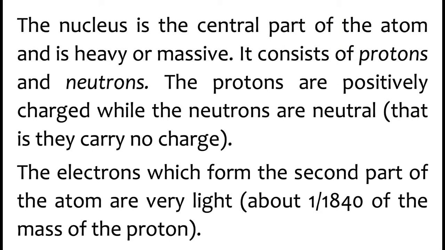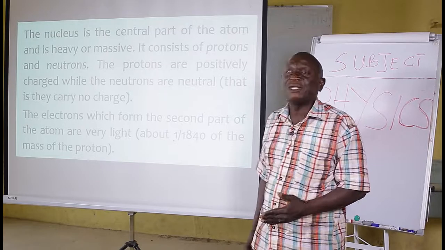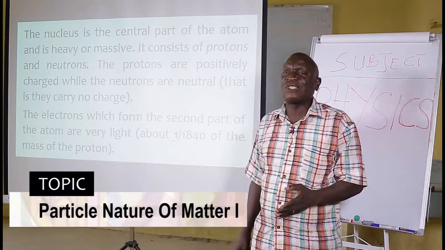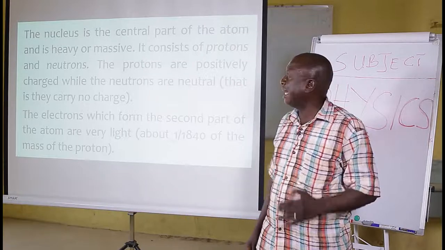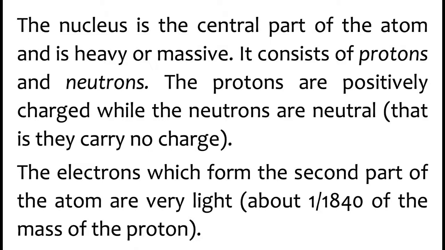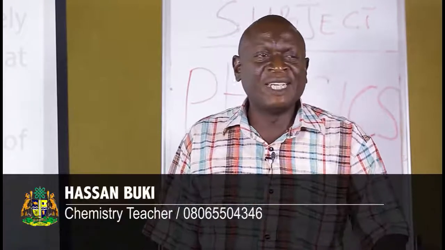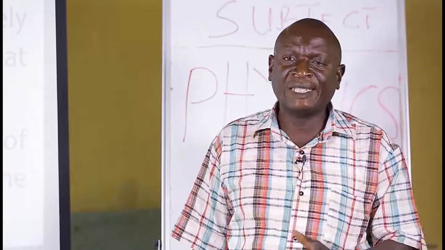So we say the nucleus is the central part of the atom, and it is heavy, or we can say it is massive, and it consists of protons and neutrons, just like I have said before. The protons are positively charged, while the neutrons are neutral. That is to say, they do not carry any charge. They are neither negatively charged nor positively charged.